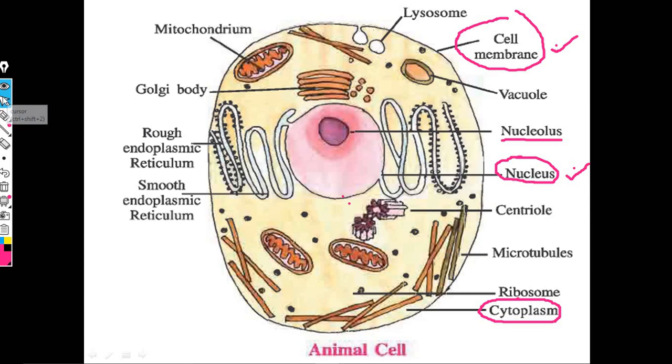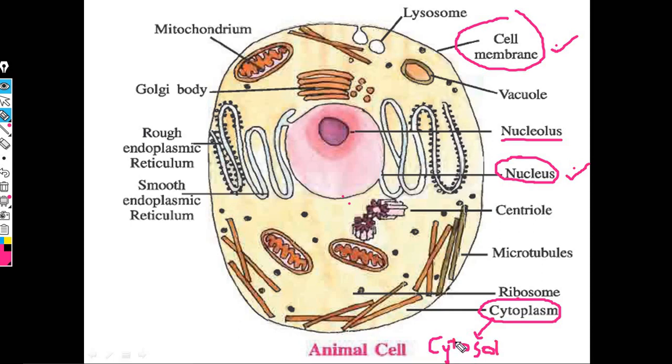Okay, moving toward the cytoplasm. You can divide the cytoplasm into two parts. One is called the cytosol. Cyto refers to cell and sol refers to liquid. So the clear liquid which is present in the cytoplasm is called the cytosol.